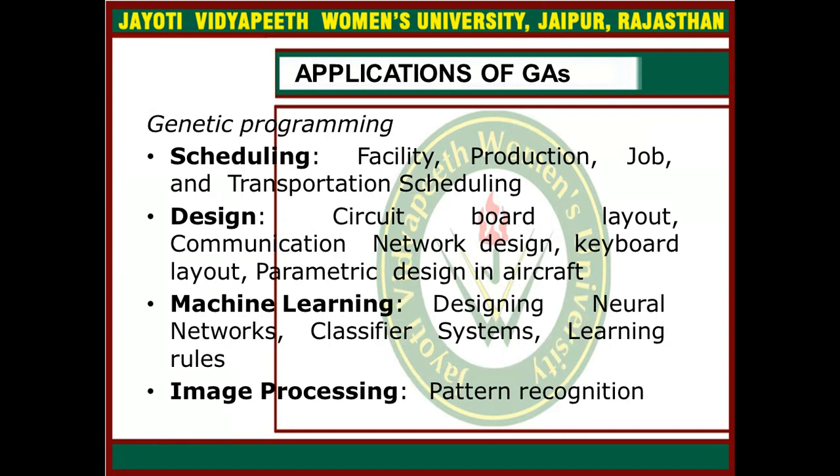So come to the applications of genetic algorithms. This is basically used in genetic programming, and in scheduling: facility, production, job and transportation scheduling. In design: circuits, boards, layouts, communication network design, keyboard layout, parametric design in aircraft. In machine learning: designing neural networks, classifier systems, learning rules, and image processing, pattern recognition.